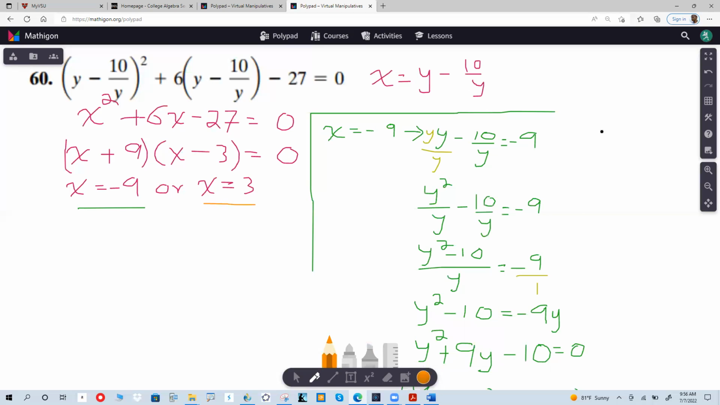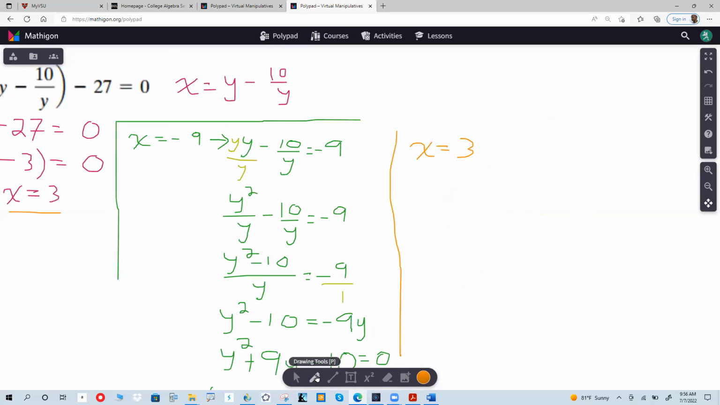So what would I write here? We're gonna write x equal to, and it does take a little bit of time, okay? And instead of x, I can write y minus 10 over y equal to 3. Same old thing. Multiply both top and bottom by y.